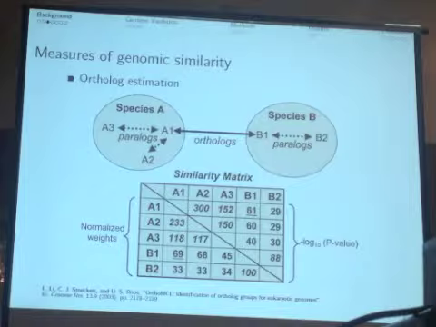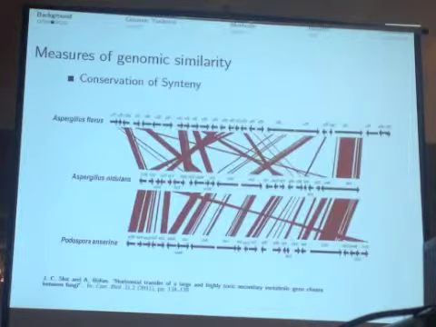This is a figure from the OrthoMCL paper, which shows how you can infer or estimate orthologs, because these are just predictions. Orthologs represent, theoretically, shared ancestry, but often in practice shared function. Once you have these orthologs, you can do higher order analyses using this information.